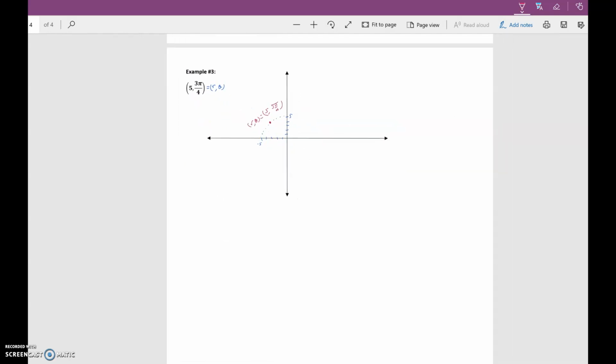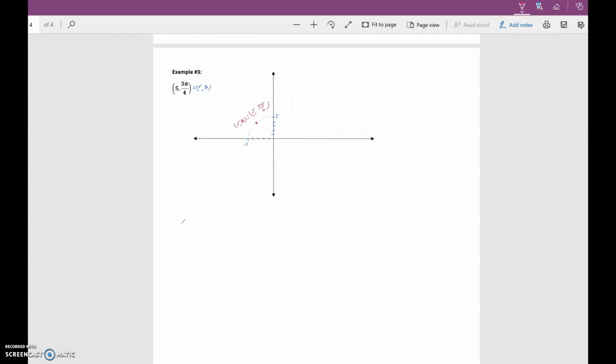As we express it in rectangular, we're going to have that x is equal to r cosine of theta, y is equal to r sine of theta. And for both of these, we're going to get 5 cosine of 3 pi over 4 and 5 sine of 3 pi over 4. And please evaluate these two, and we'll obtain decimal approximations.